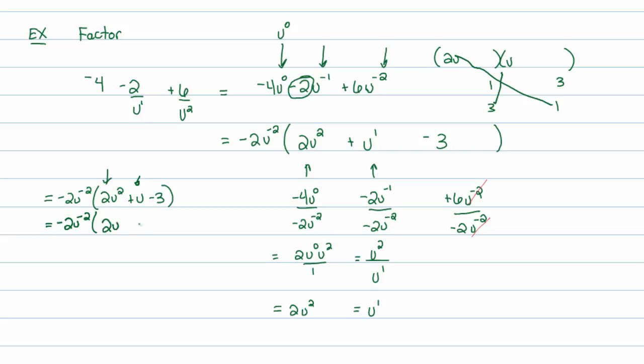2u with a 3 and a 1u with a 1. And let's see, we want to reach a positive 1u, so this will be a positive 3 minus 2. Okay, so that's completely factored.